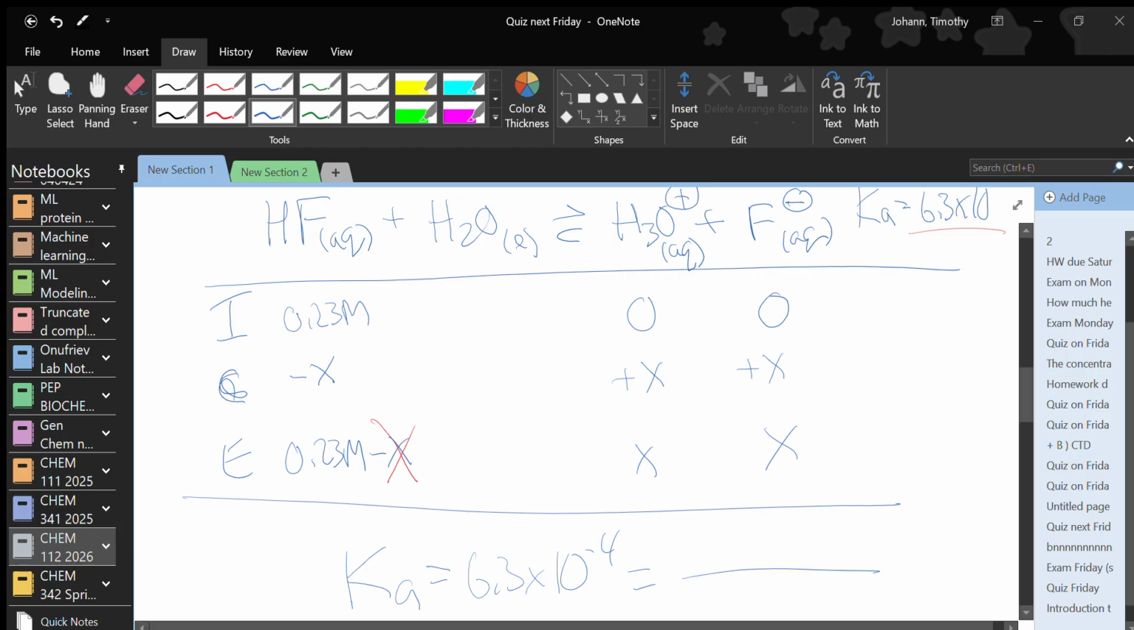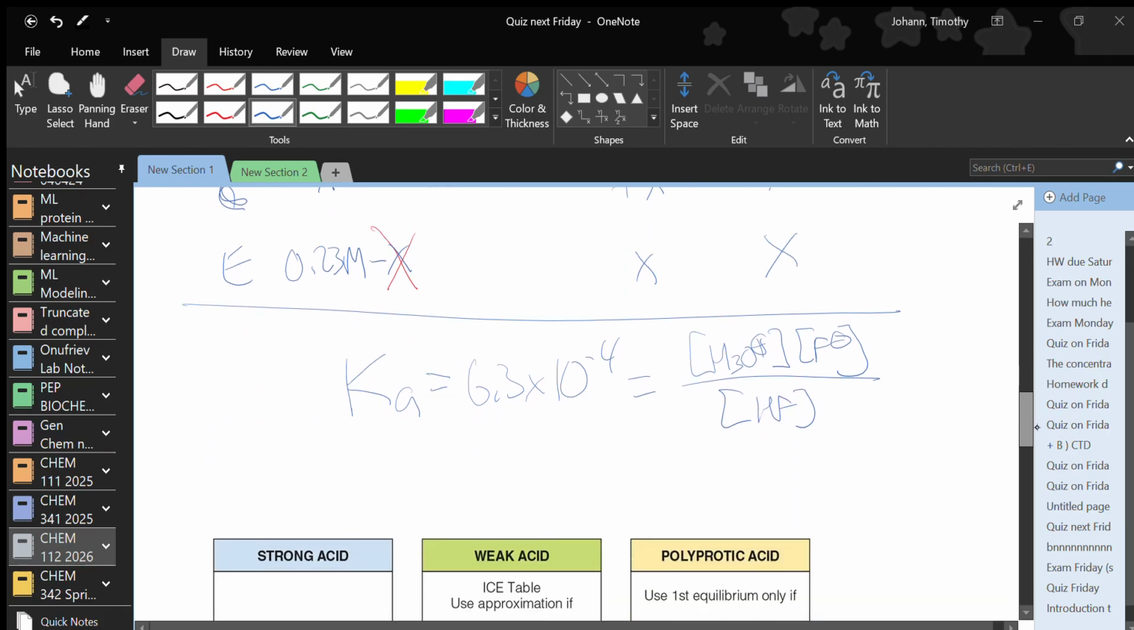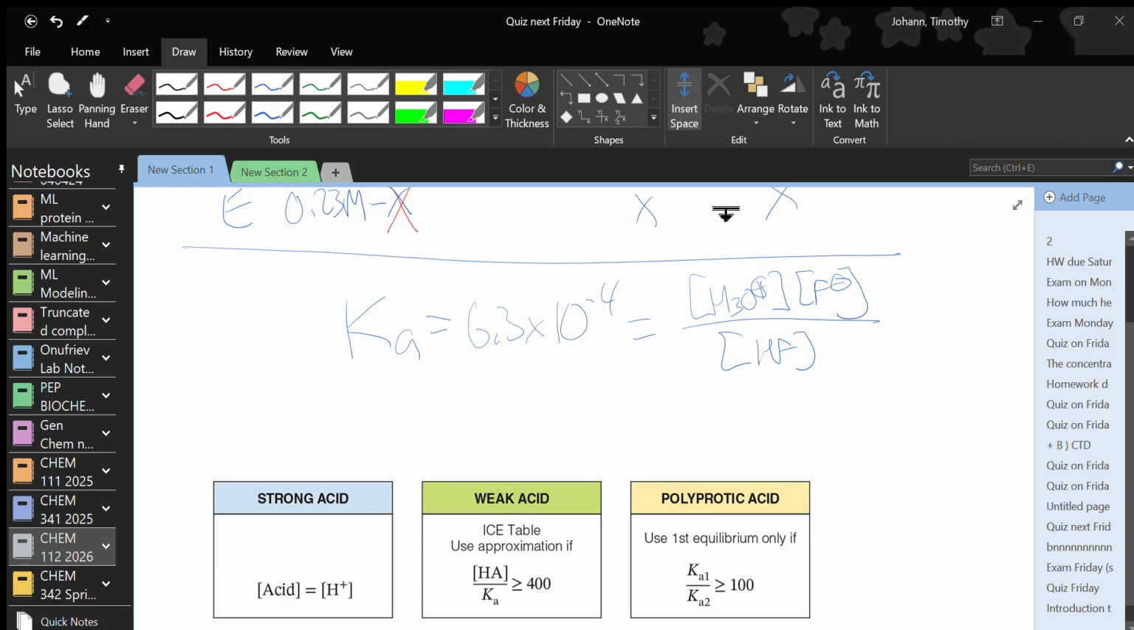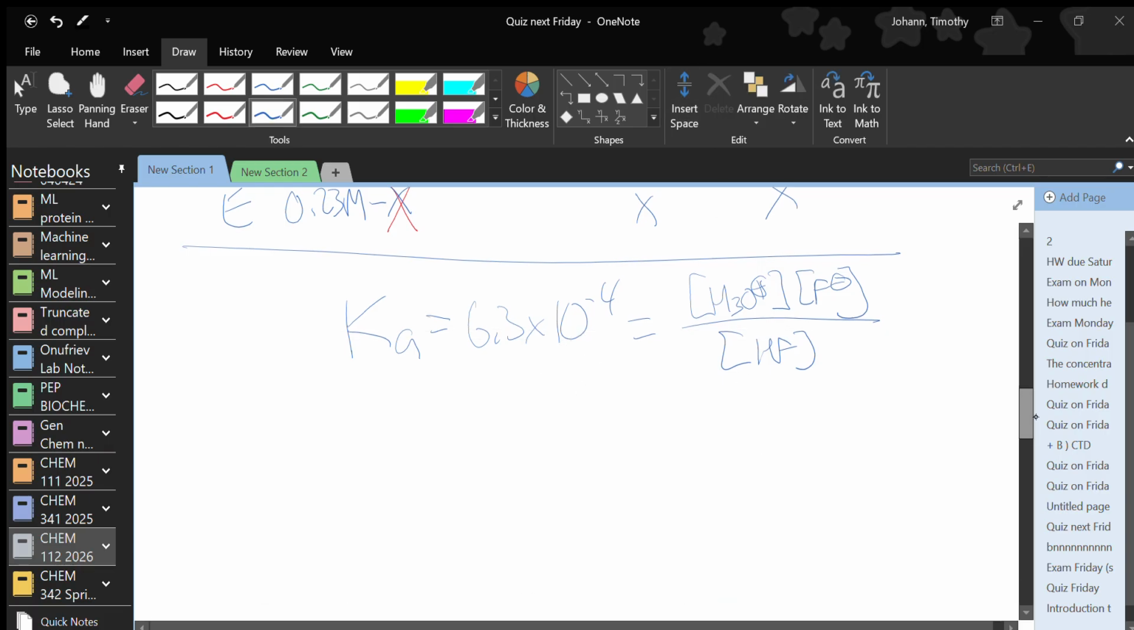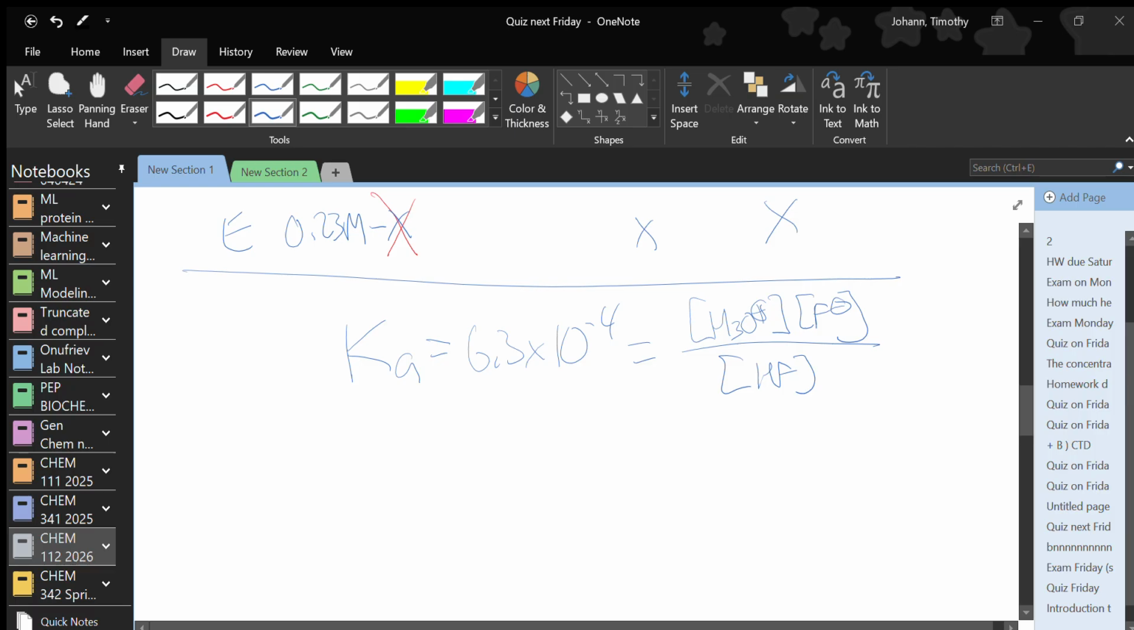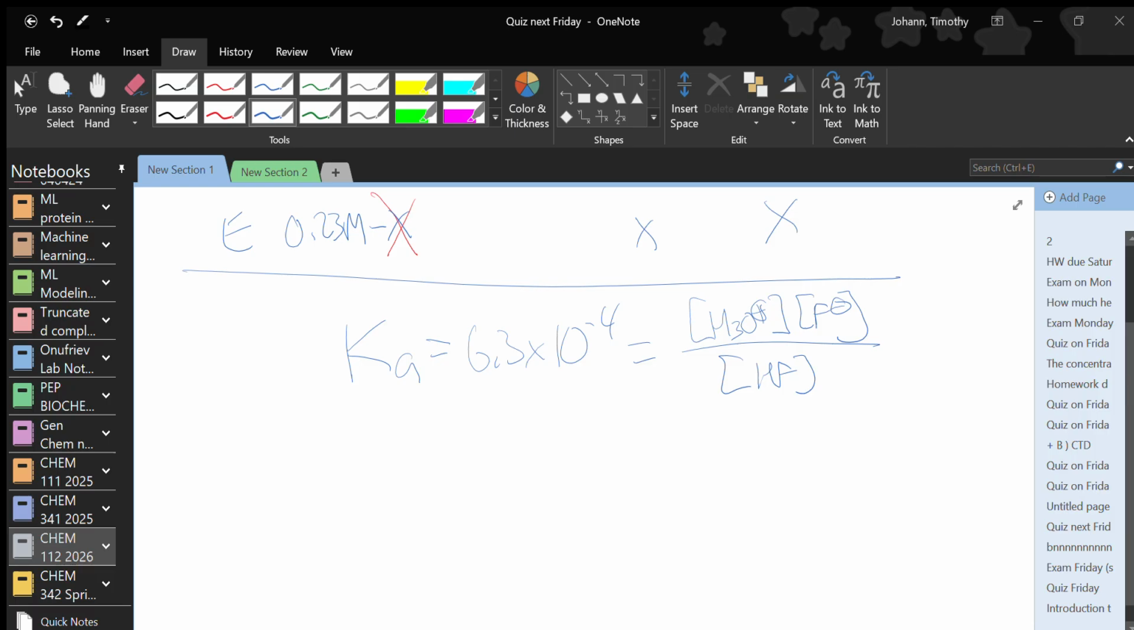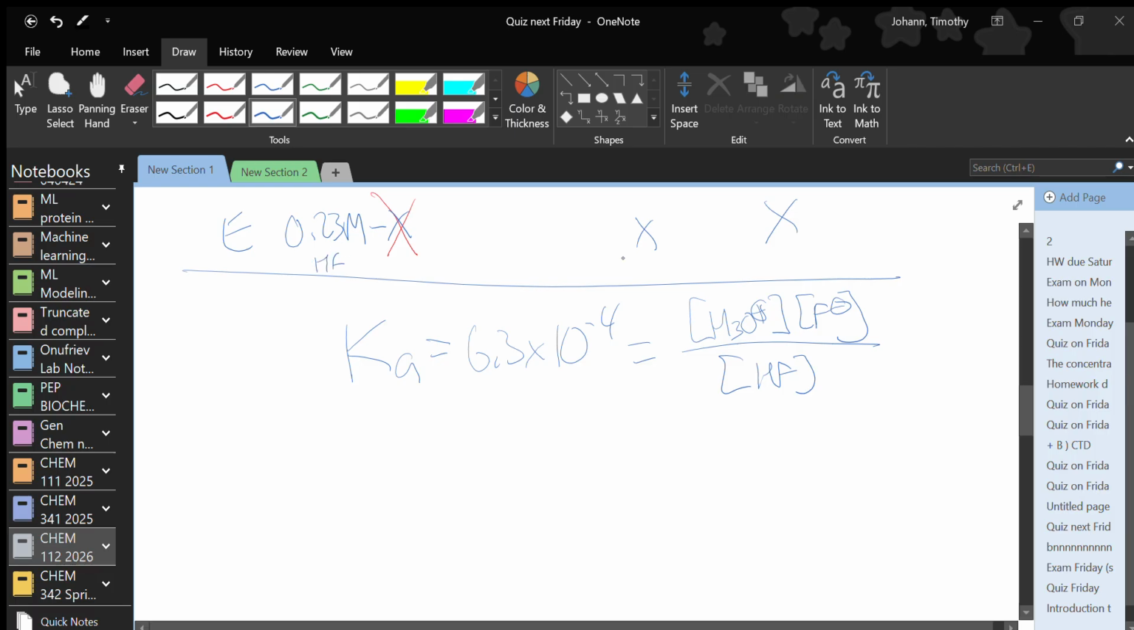Okay, so hopefully what you've done here is we've got products over reactants, right? So my products are H3O plus and F minus, and my reactants are HF. And so I'm going to bring that down. Now that I've written enough of it out, remember, this is our HF. Actually, I'll write it underneath it. This is HF. This is H3O plus. This is F minus. Okay?